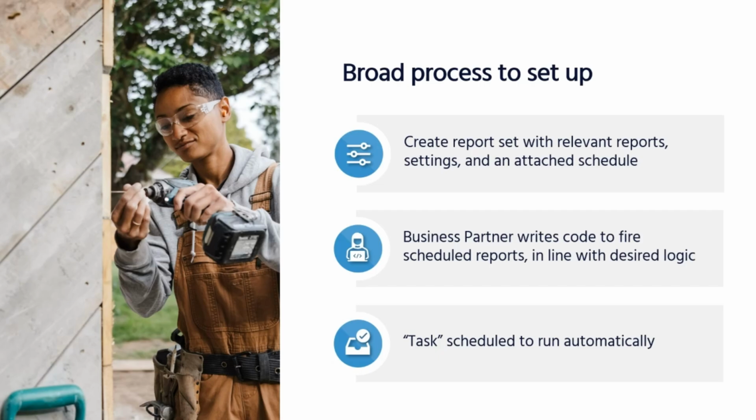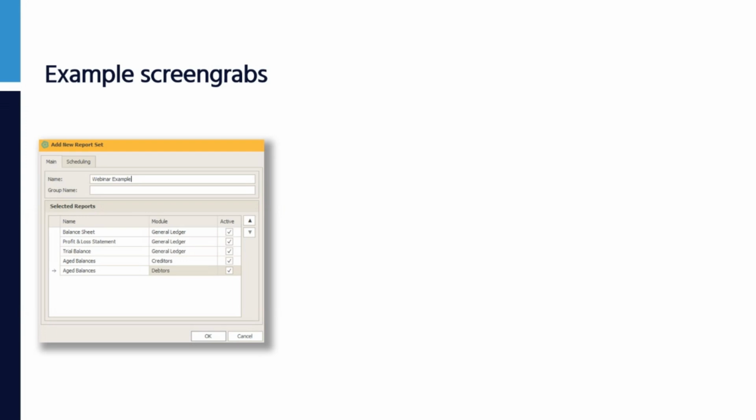I'll get a bit into what this means, but essentially we're going to write that code and then schedule that code to run automatically. So first things first, the actual schedule. This is in the report set. If you go to most of the ribbons in Vision, towards the right of the ribbon there's a button called report sets, and you can set these up.